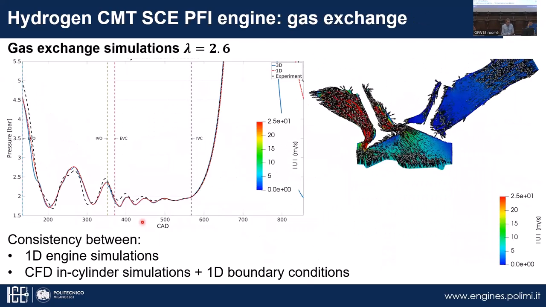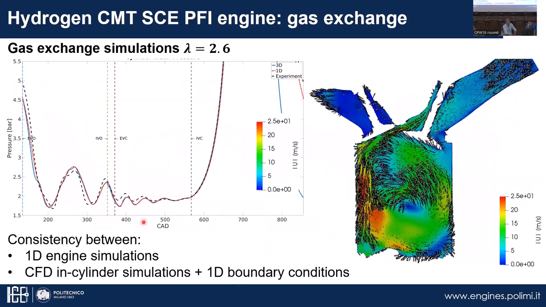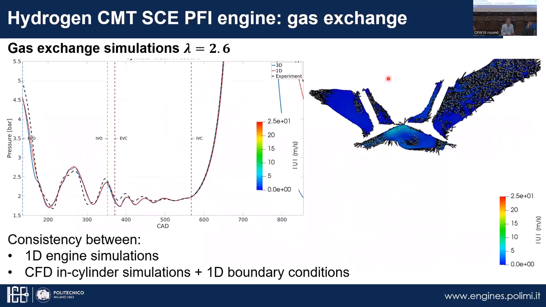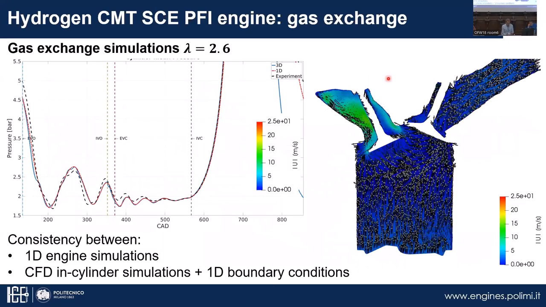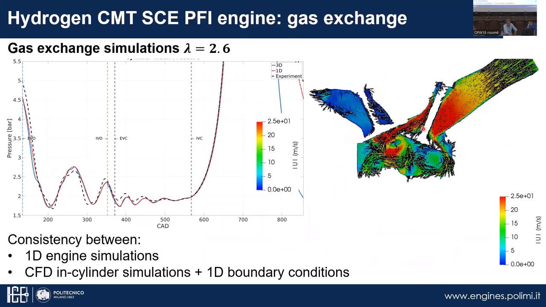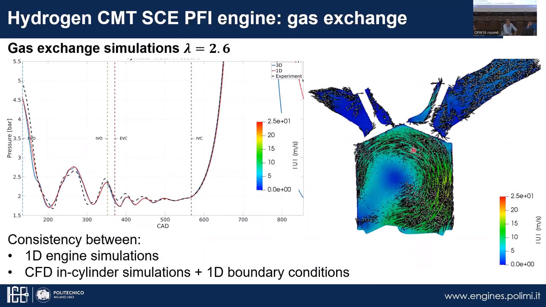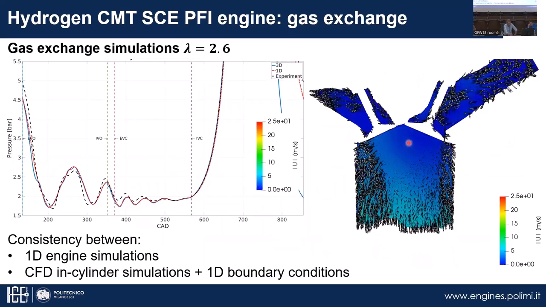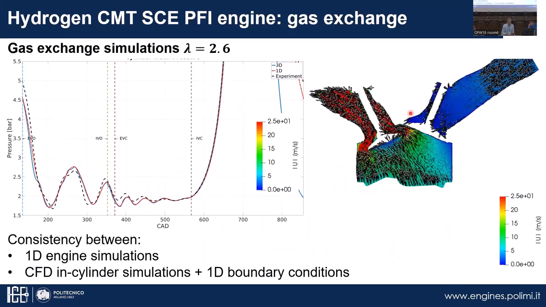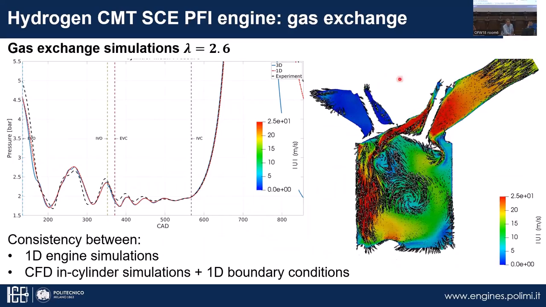We can see here a movie that illustrates the development of the velocity field during exhaust, intake and compression. You can see that during intake there is a formation of a tumble vortex, which is then destroyed and converted into turbulence towards the end of the compression stroke.